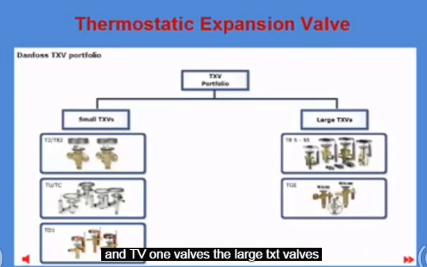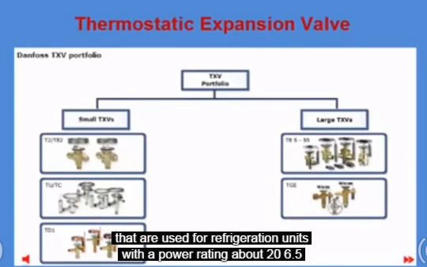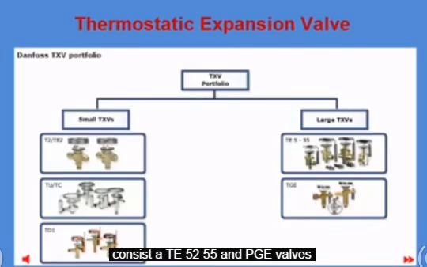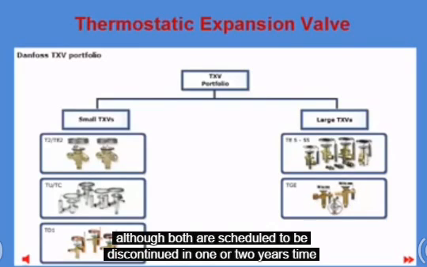The large TXV valves, used for refrigeration units with a power rating above 26.5 kilowatts, consist of TE5, TE55, and TGE valves. In addition to this, two large TXVs, THT and TRE80, are available, although both are scheduled to be discontinued in 1 or 2 years' time.